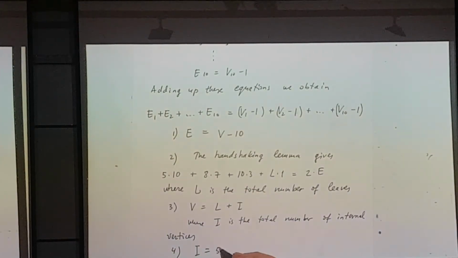So there are 5 vertices of degree 10. So I write 5 here, plus 8 vertices of degree 7, plus 10 vertices of degree 3. So the number of internal vertices is 5 plus 8 plus 10, which equals 23. All right? Leaves are degree 1. Anything which is not degree 1 is an internal vertex. Right, now we're in business, because we have 4 equations and 4 unknowns.